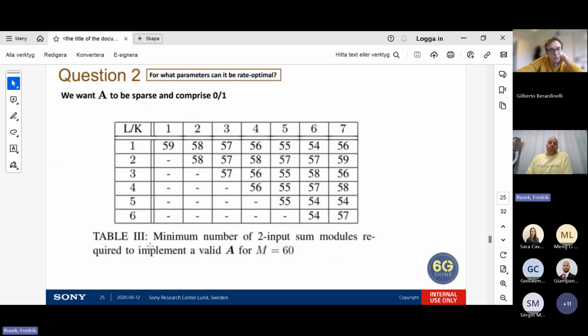So here is just another numerical result. And here we have L and K, number of users, number of antenna outputs. We have M 60, and then you ask, okay, to implement the matrix A in hardware, how many 2-input sum modules are actually required? And it is the same number here. So to implement this matrix A in hardware for this numerical case, you need about 55 summers, or 2-input sum modules, and then you are done.